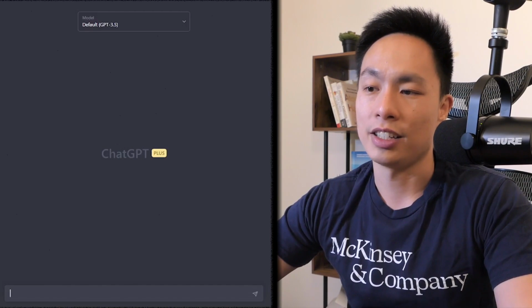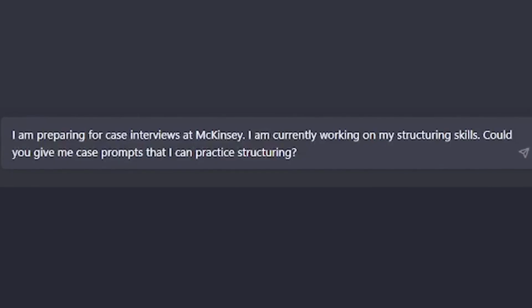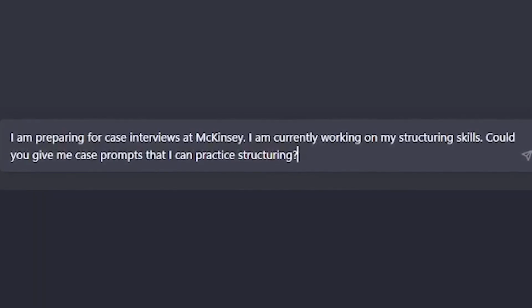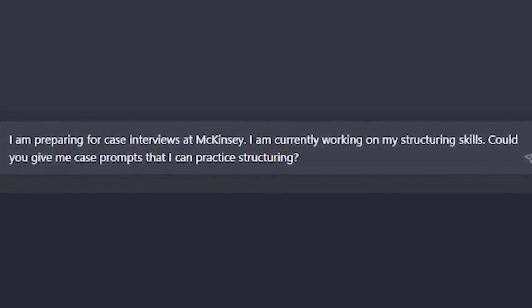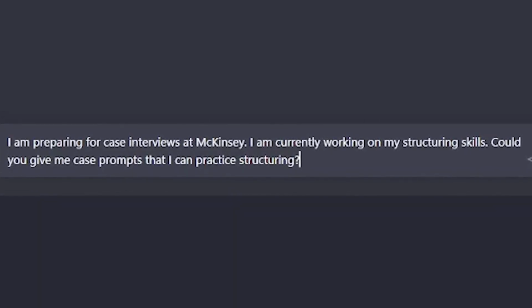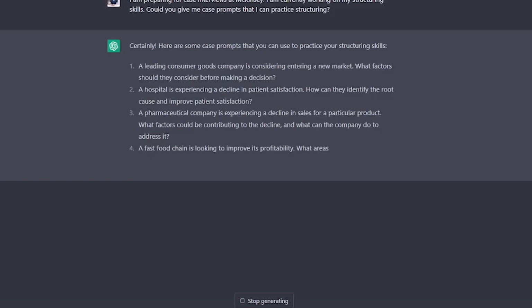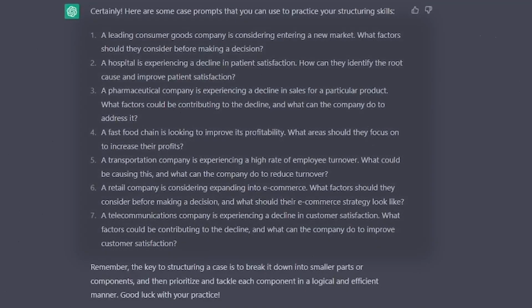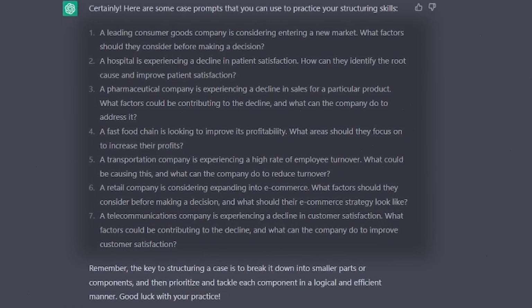So for example, I could say something like, I'm preparing for case interviews at McKinsey, and I'm currently working on my structuring skills. Could you give me case prompts that I can practice structuring? So it'll generate some prompts. All right, so here you can see that ChatGPT has already generated us 7 prompts.